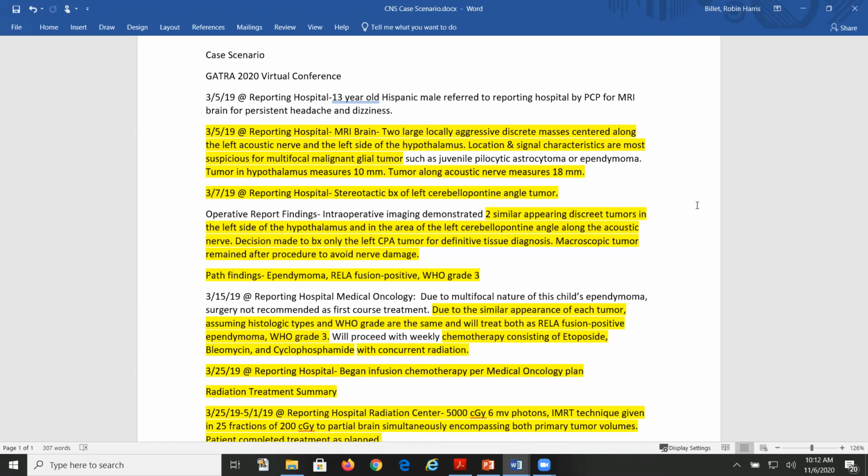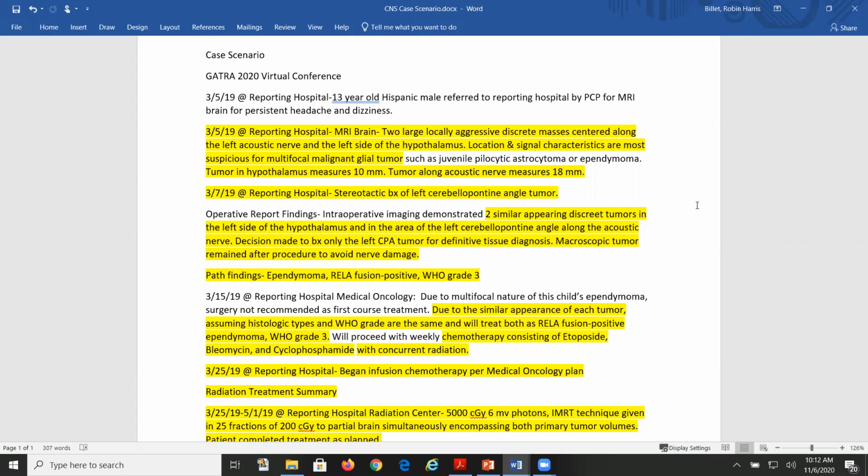Our path findings were ependymoma, RELA fusion positive, WHO grade 3. So the patient meets with the medical oncologist who states, due to the similar appearance of each tumor, we're assuming histologic types and WHO grade are the same and will treat both as RELA fusion positive ependymoma, WHO grade 3. We'll proceed with chemotherapy consisting of etoposide, bleomycin, and cyclophosphamide with concurrent radiation.